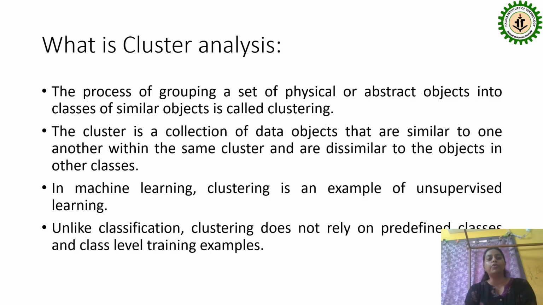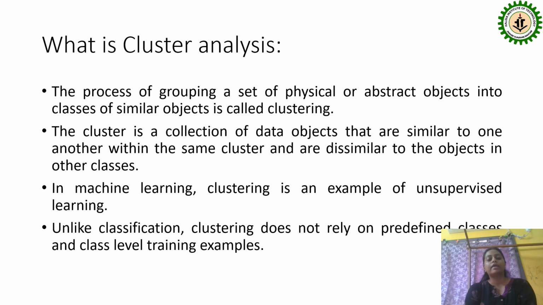The process of grouping a set of physical and abstract objects into classes of similar objects is called clustering. That means within one cluster, the objects are more similar. Similarity in terms of some criteria is essentially called a feature. That's why it is written that a cluster is a collection of data objects that are similar to one another within the same cluster and dissimilar to the objects in other clusters.